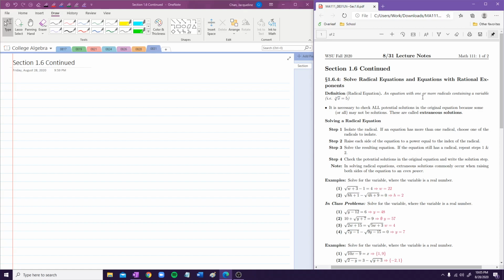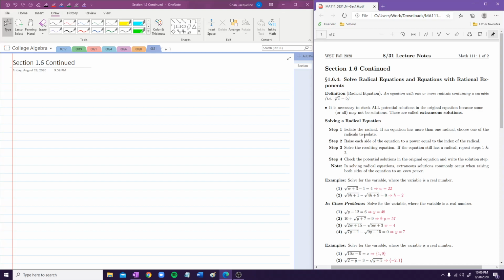It is an equation with one or more radicals containing a variable. For example, the cube root of x equal to 5. So that is a radical equation. When it comes to radical equations, it is necessary to check all potential solutions in the original equation because some or all may not be solutions. And when they're not solutions, they are called extraneous solutions.